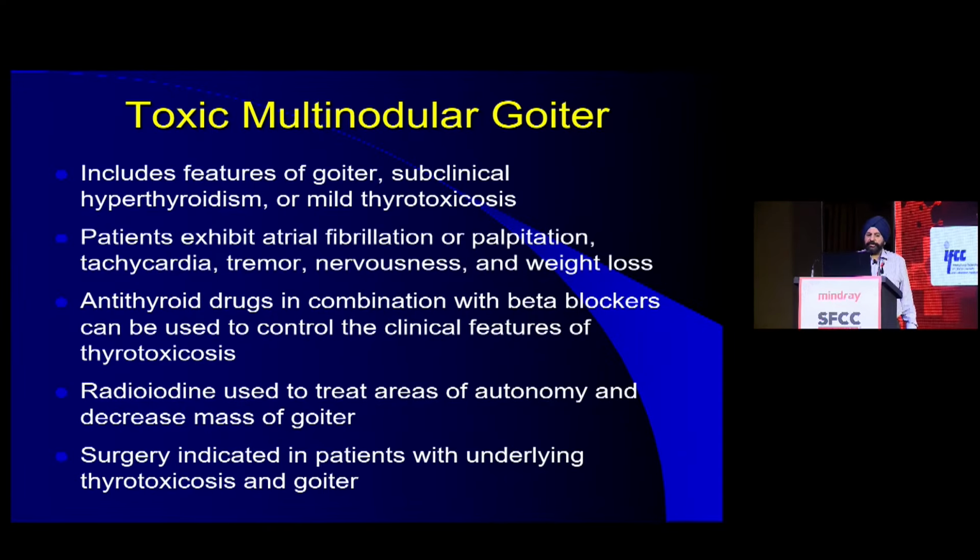So in a toxic multinodular goiter, there can be subclinical hyperthyroidism or mild thyrotoxicosis. The common symptoms are atrial fibrillation, palpitation, tachycardia, tremor, nervousness, weight loss, and we can give anti-thyroid drugs in combination with beta blockers, or we can give radioiodine to decrease the mass of the goiter, and in some very large goiters, a surgery may be indicated.